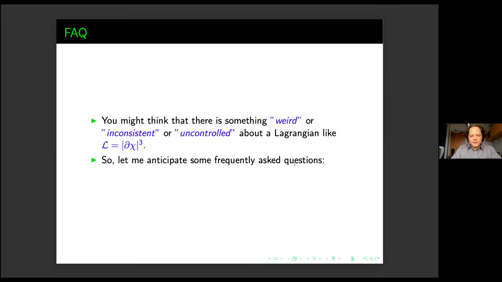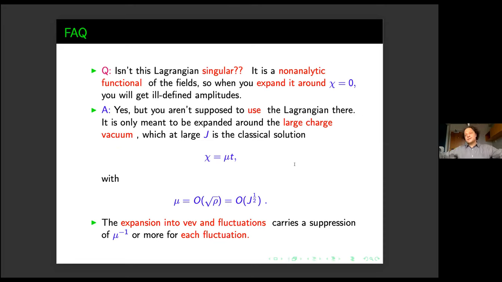Okay, so before taking questions, let me anticipate some that I get a lot. You might think that there's something weird or inconsistent or uncontrolled about a Lagrangian like grad chi cubed. So one question is, isn't this Lagrangian singular? It's a non-analytic functional of the field. So when you expand around chi equals zero, you get ill-defined amplitudes. But of course, you're not supposed to use the Lagrangian around chi equals zero. It's only meant to be expanded around the large charge vacuum, which always has chi linear in time and constant in space.